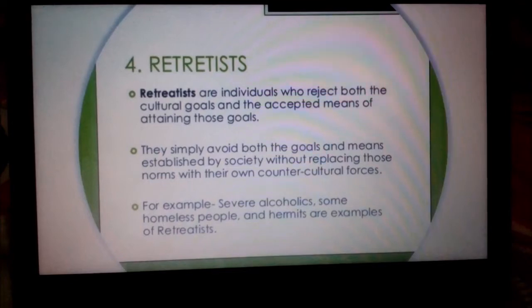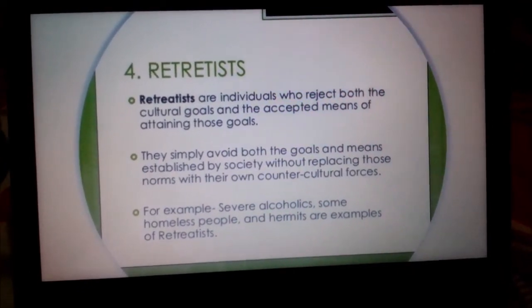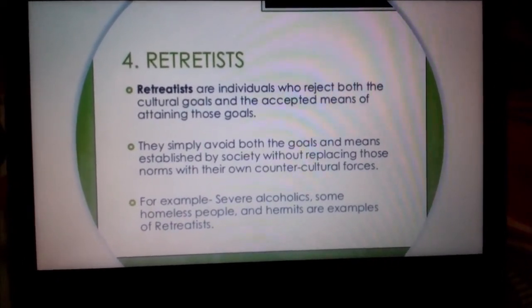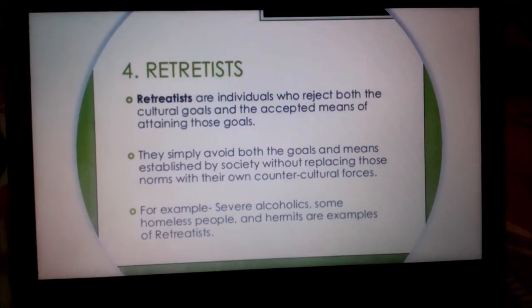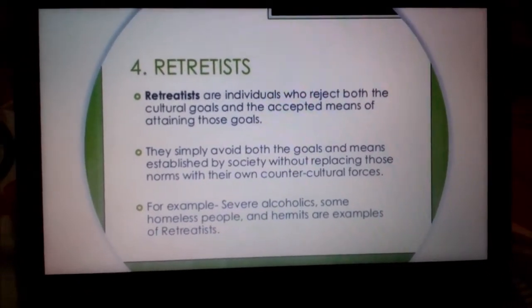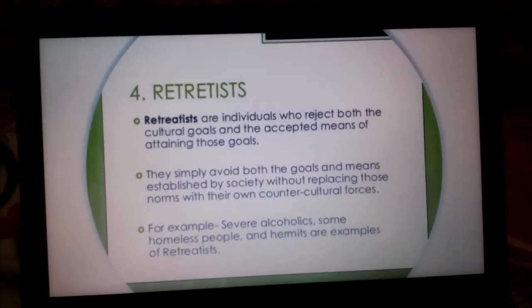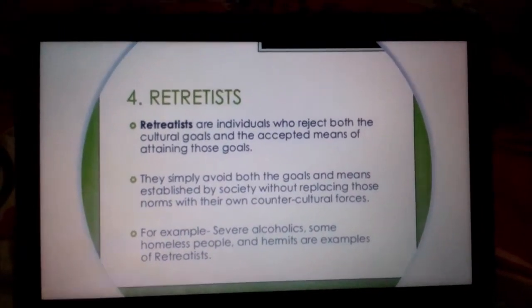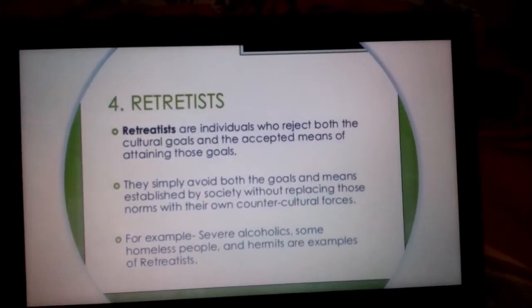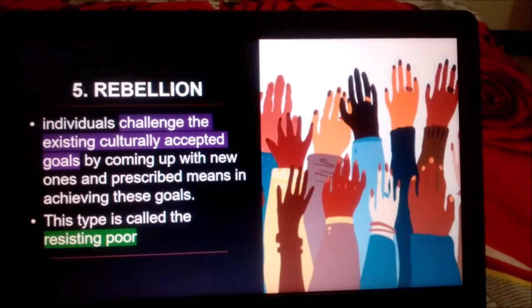Pero pinanghihinaan na sila ng loob, may possibility because they are lacking educational attainment, no, hindi misjob conception. Ito naman sa retreatists, susuko na talaga to. They are very hopeless in their life. So that's retreatist. Next one, the last is rebellion.